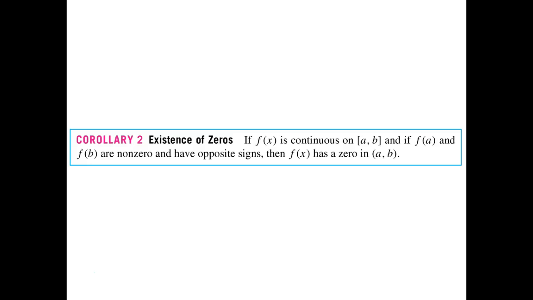Okay? So if they are non-zero and have opposite signs, then f of x has to have a 0 somewhere on the open interval a to b. You know it's not at the endpoint, f of a or f of b, because they're non-zero there. But one's positive, one negative. Can't get from there to here without crossing the x-axis. Therefore, it would have a 0. Does that make sense?